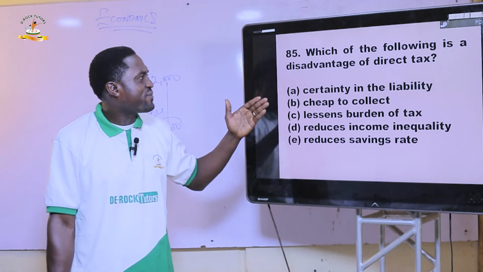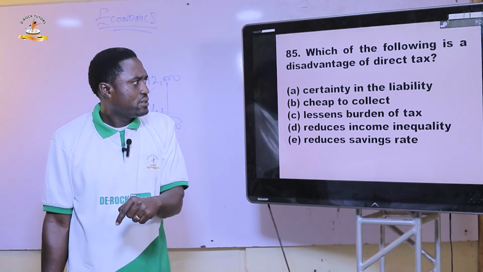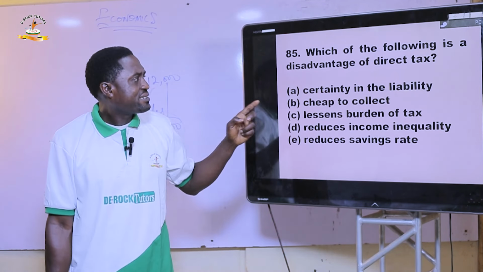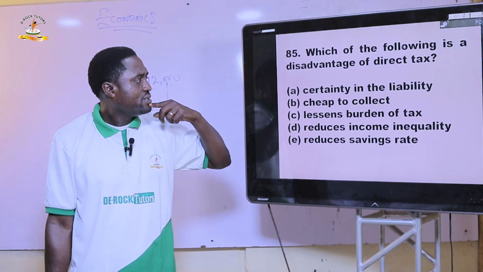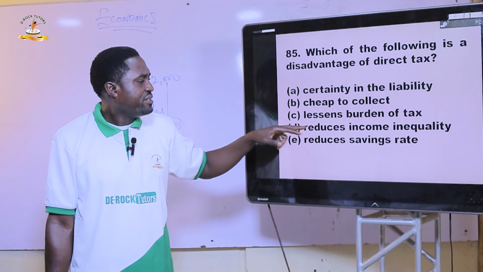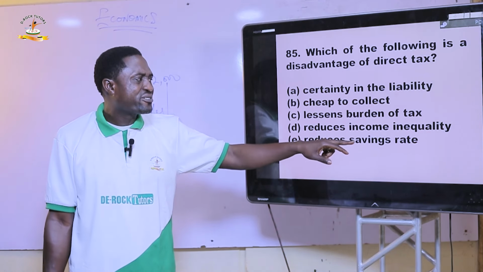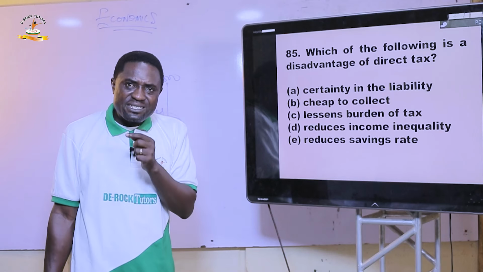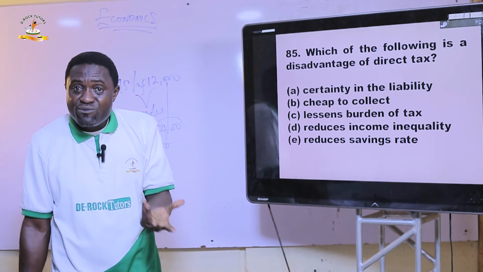Which of the following is a disadvantage of direct tax? Direct tax. Which of the following is a disadvantage of direct tax? Certainty in the liability, cheap to collect, lessens burden of tax, reduces income inequality, reduces savings rate. This is it. Disadvantage of a direct tax. It reduces savings rate because you are supposed to save more.